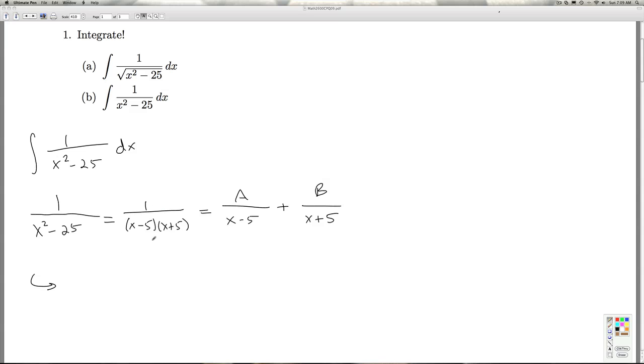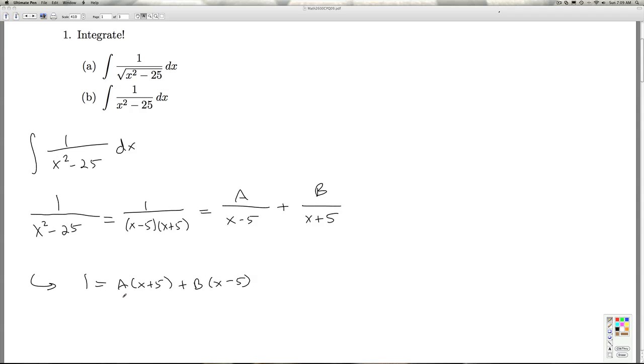So if I multiply the left-hand side by this denominator, I'm left with a 1. When I multiply this side, I'm going to have a times. The x minus 5's will cancel. I'll be left with an x plus 5 plus b times. The x plus 5's cancel. I'll be left with an x minus 5.